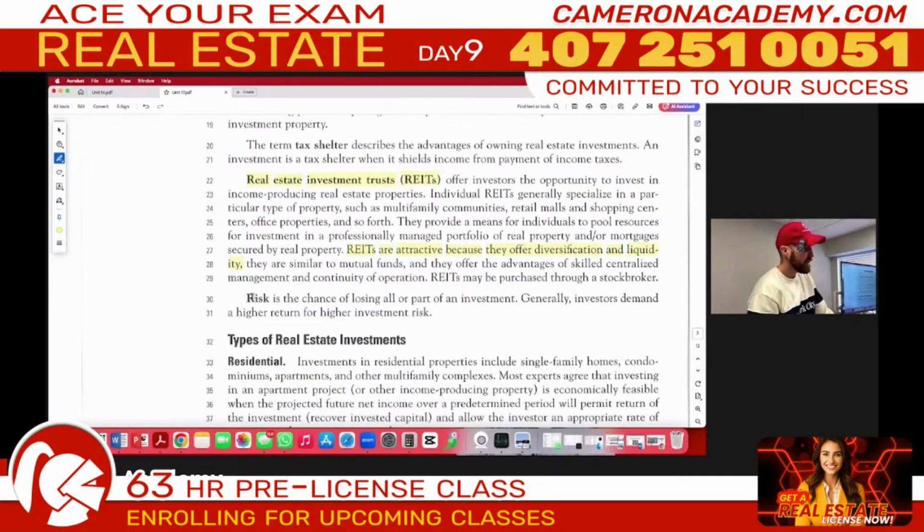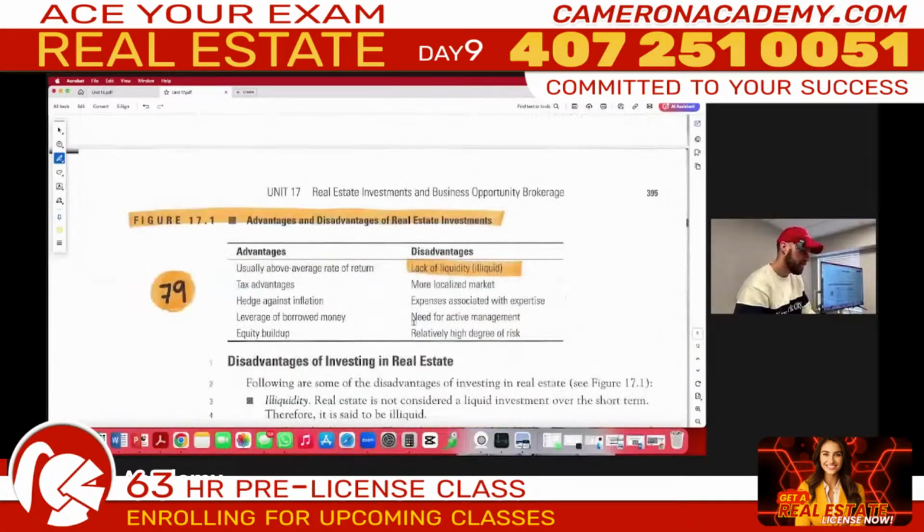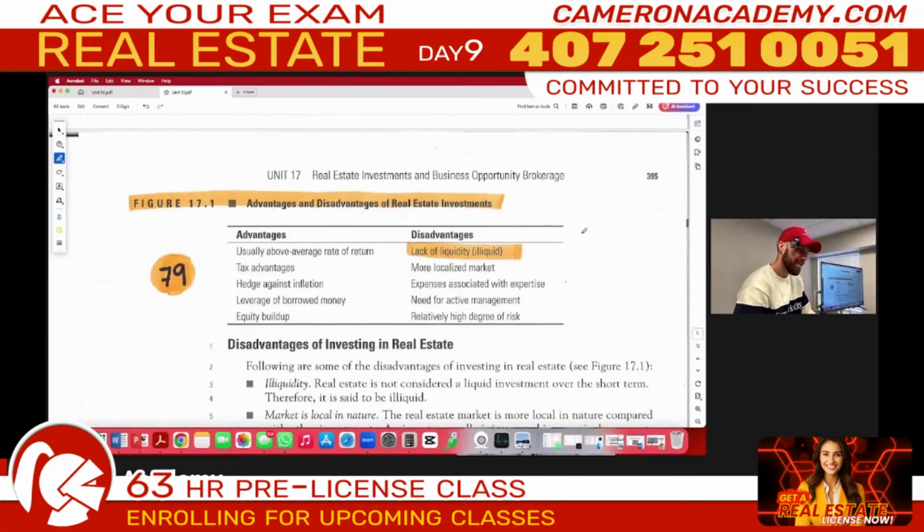And risk. There is a level of risk associated with any investment. It's a chance of losing all or a part of your investment, but no risk, no what? No reward. Call me a serial optimist. Go to page 395.